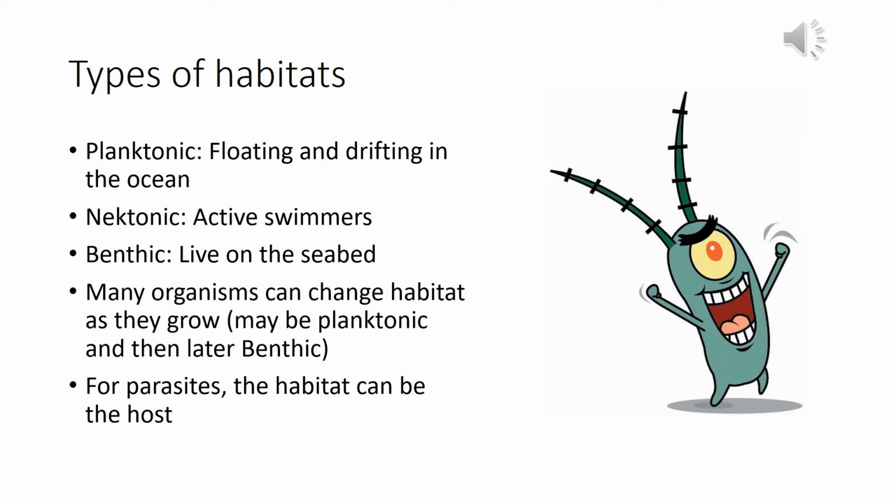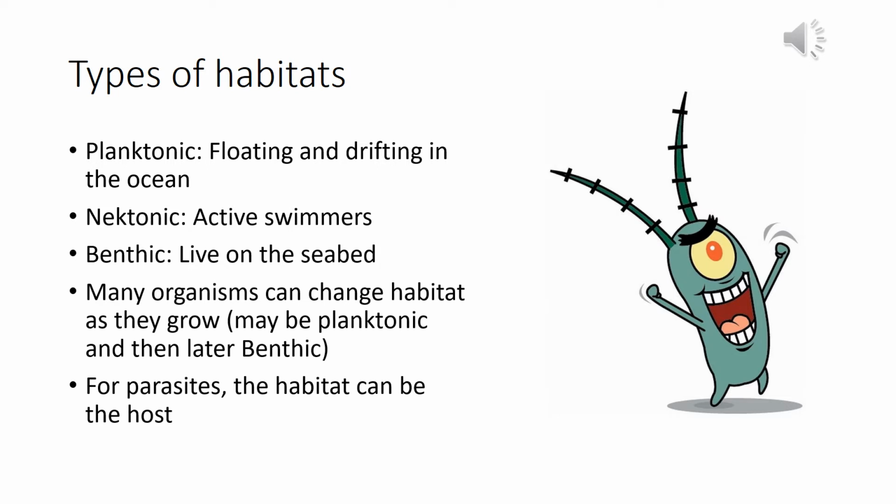Nektonic means you're an active swimmer. That is your tunas, your sharks, most fish species. You can actually swim where you want to be. You can change where you are in the ocean. And then you have benthic, which means living on the seabed or living on rocks, attached to something, or burrowing in the mud at the bottom.